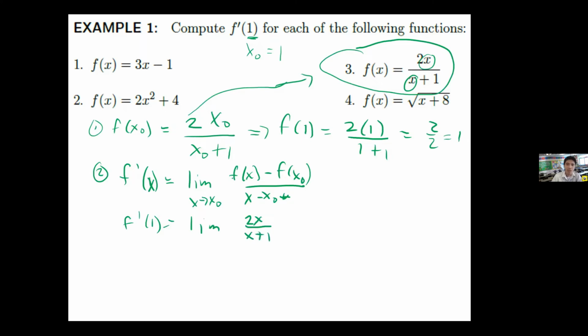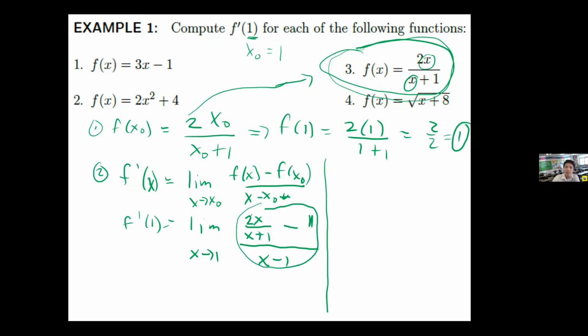Mao na itong f of x sa number 3. I-copy lang nako. Minus f of x sub 0, nga f of x sub 0, which is 1. Over x minus 1, kay x sub 0 again is 1, as x approaches 1. So, ang batok na lang ani is i-simplify nato ni. So, try na lang nato i-solve sa kilid ang pag-simplify.